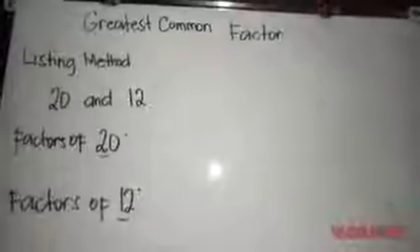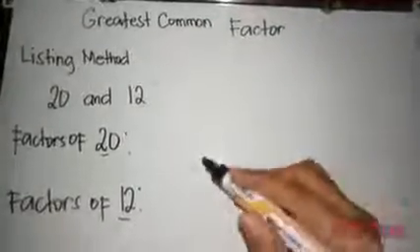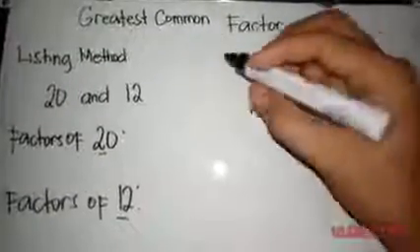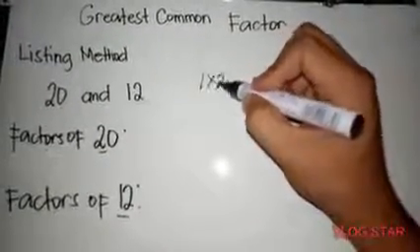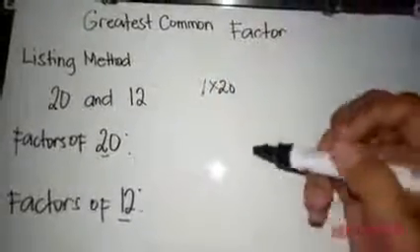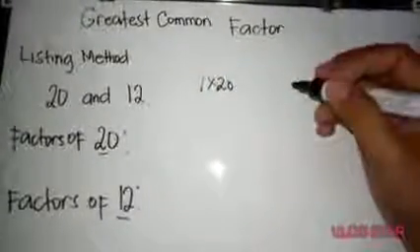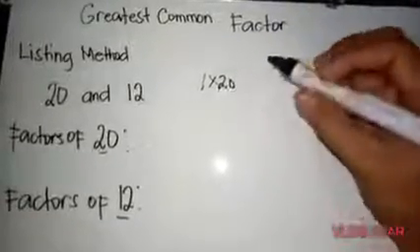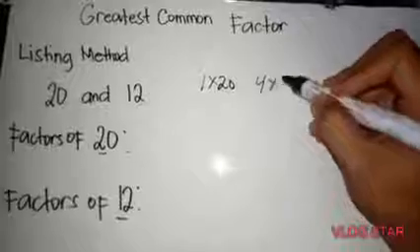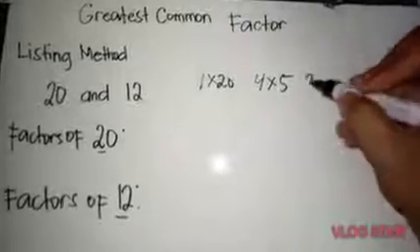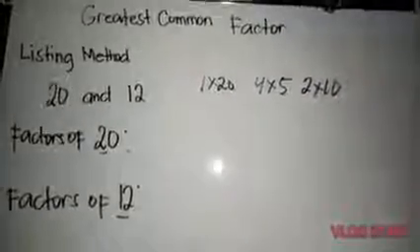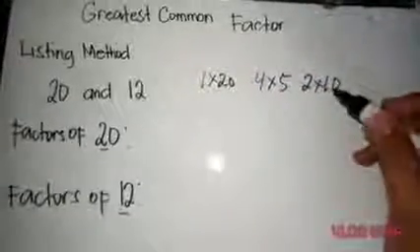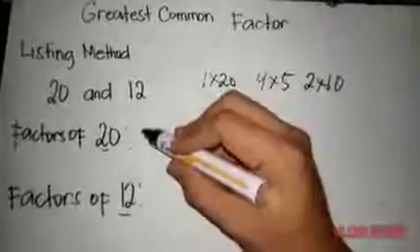In the listing method, the first thing that we're going to do is to list all the factors of the two numbers. Let's start with 20. Just think of two numbers that when you multiply, the answer is 20. You have to think of all the factors. So 1 times 20 is 20, 4 times 5 is 20, 2 times 10 is 20. Then after we write all the factors of 20, we need to arrange them in increasing order.